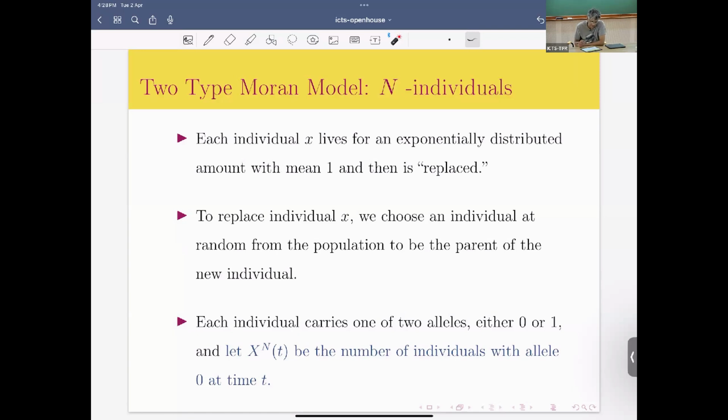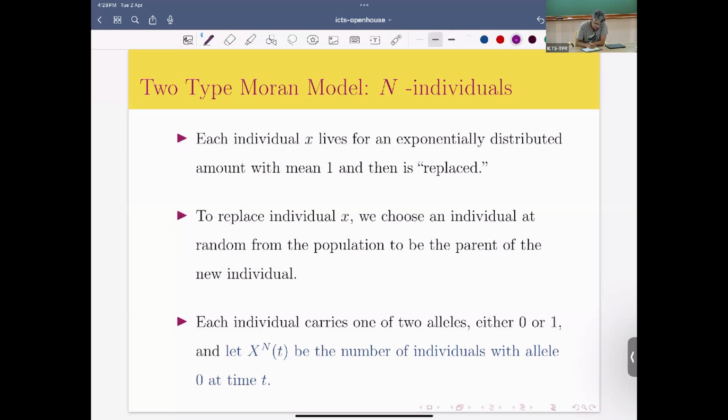So I'll do a two-type model. It's part of the two alleles that I'll think of as two types. But broadly, what happens is I have a fixed population of n individuals. You can think of it as having n genes, for example, and each individual will live an exponential amount of time, and then the individual is replaced. But what does replaced mean? Replaced means that the individual chooses another one from the population to be its parent.